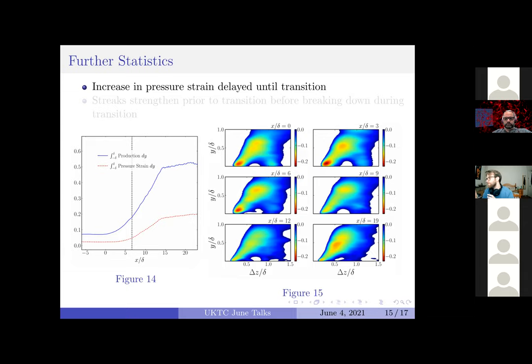If you look at the plot below it, if x equals 9, you can see how this is during that transition phase, and you can see how that minimum has faded substantially. So that is consistent with the idea of the streaks breaking down and the formation of turbulent spots at that point. And at that point, I would like to conclude.